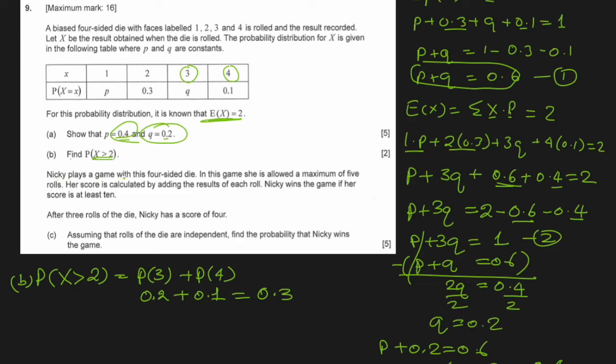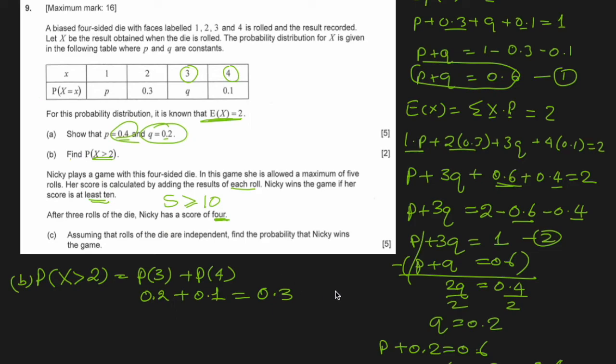Nikki plays a game with this 4-sided unfair die. In this game, she is allowed to have a maximum of 5 rolls. Her score is calculated by adding the results of each roll. Nikki wins the game if her score is at least 10. So her score, let's call it S, is at least 10. This is the condition. After 3 rolls of the die, Nikki has a score of 4. That means she needs 6 more to win. Assuming that the rolls of the die are independent, find the probability that Nikki wins the game.